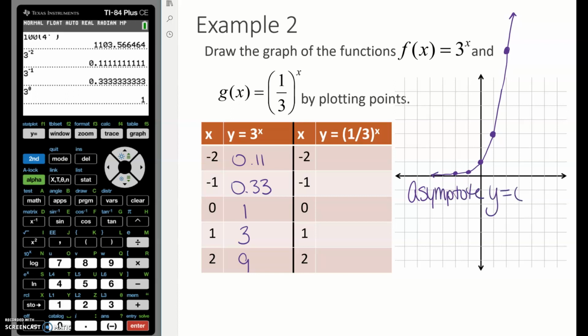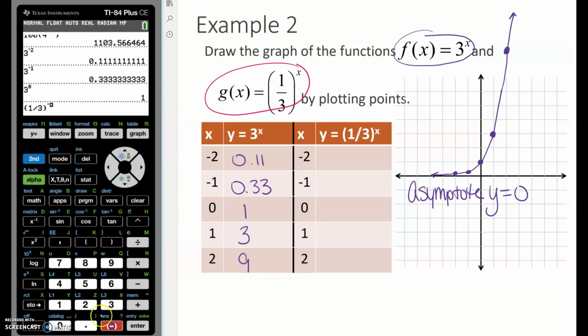This graph has an asymptote at the horizontal line y equals 0. It will not cross that line. Okay, I'm going to graph the next one in pink. So I graphed this one in purple. I'll graph this one in pink.